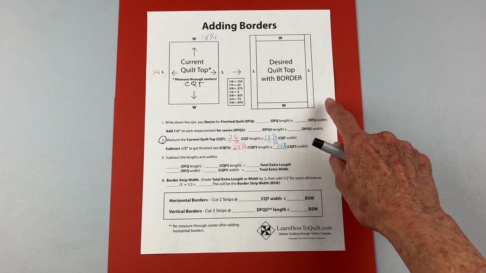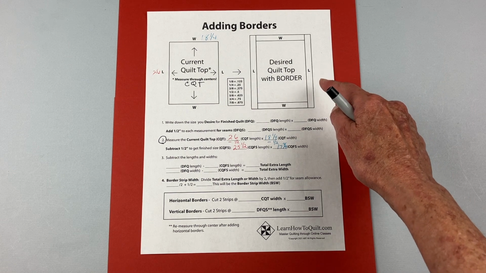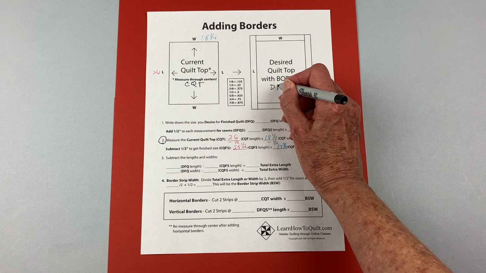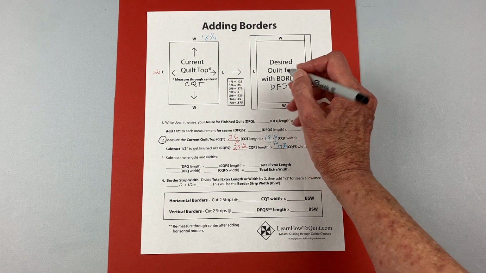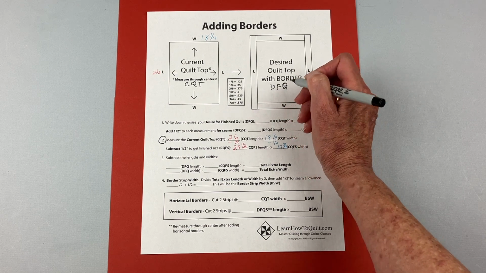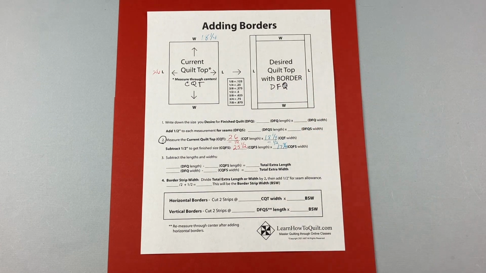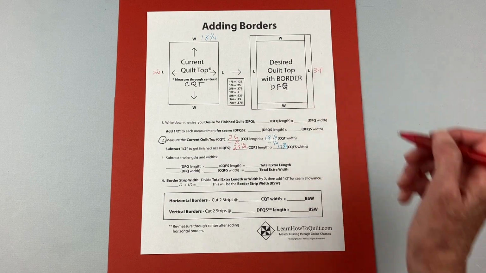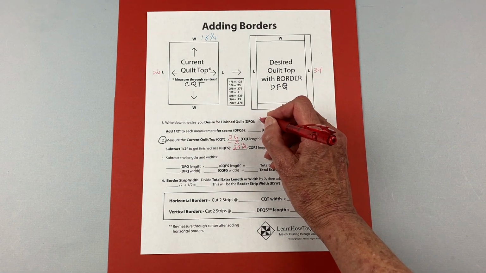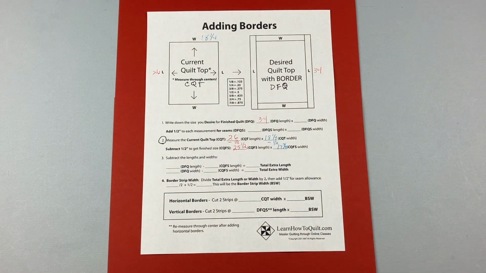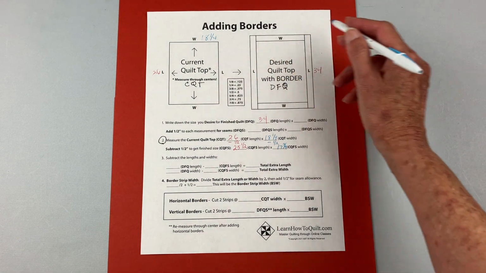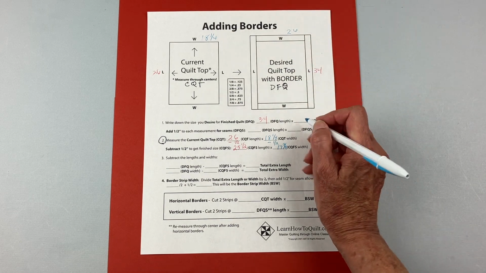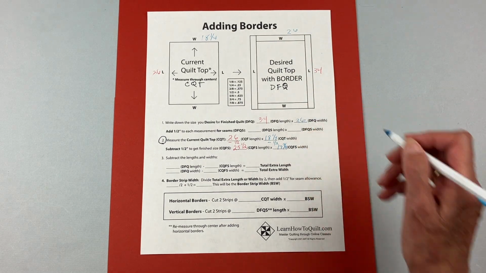This graphic represents my desired finished quilt size, and I'd like to write that as DFQ, desired finished quilt. I'd like the length to be 34 inches. So I'm going to write that right here, 34 inches. And then I'd like the width of this quilt to be 26 inches. So I'll write 26 inches right there.